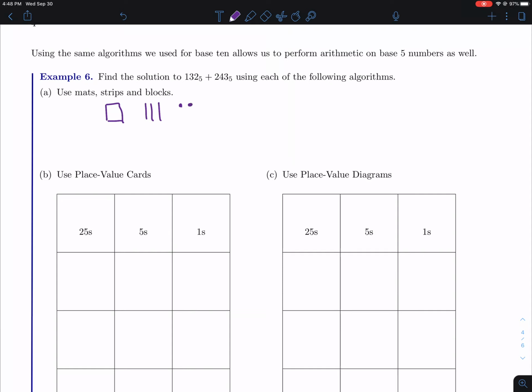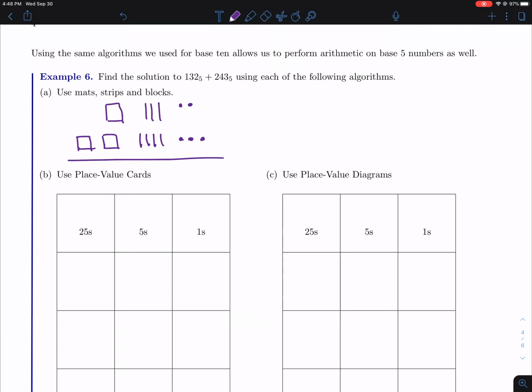So again, even though the number positions have changed from 10s to 5s and 100s to 25s, we still treat them the same way. We just need to remember to cash them in earlier. We can't wait until we get 10 of something to cash in. We want to get to 5 of something and cash it in. All right, so let's do the same thing for 2, 4, 3: 2 in the 25s position, 4 in the 5s position, and 3 in the 1s position.